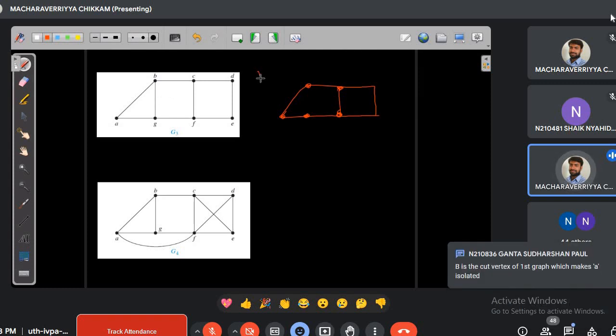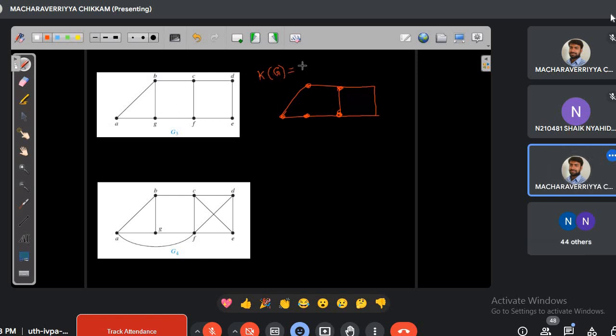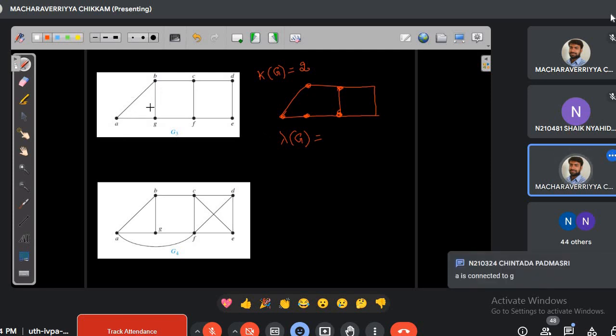Okay, because you can see the lambda of G or K of G, the minimum number of cut vertices that need to be removed is 2 here. By removing BG, the vertex, I'm talking about vertex, it becomes disconnected. But how many minimum number of edges need to be removed here to make it disconnected? By removing one edge, it is not disconnected. A is connected to G.